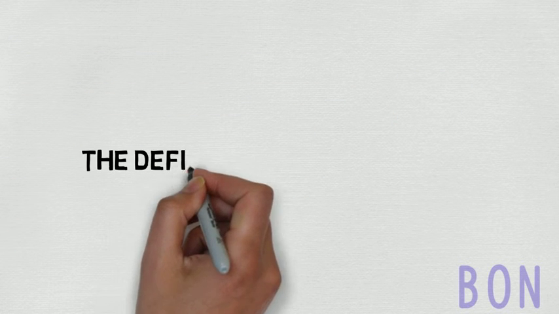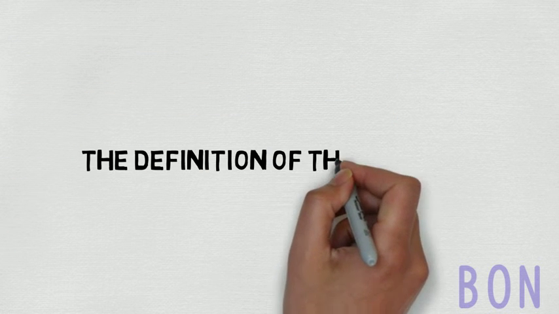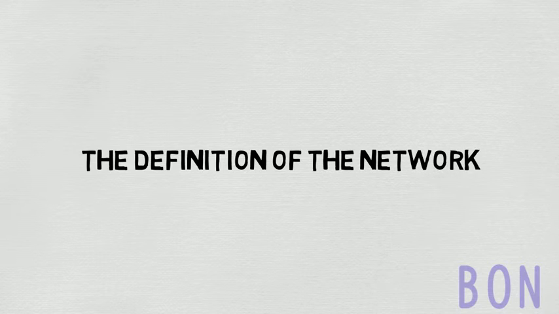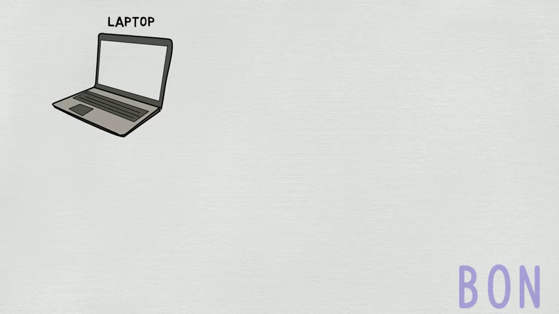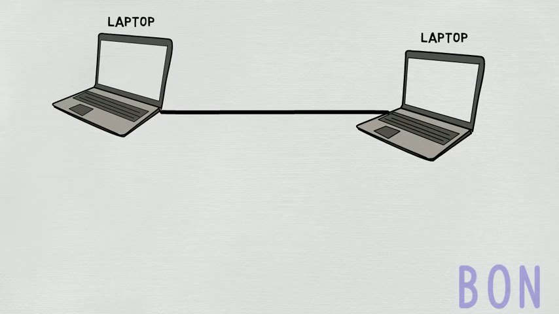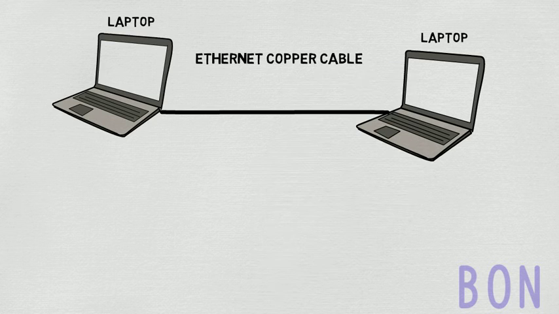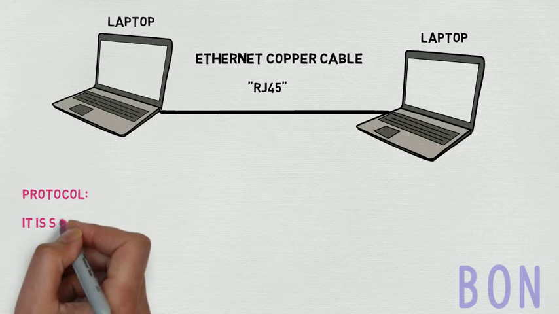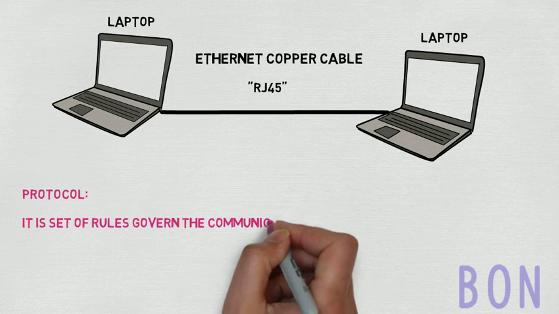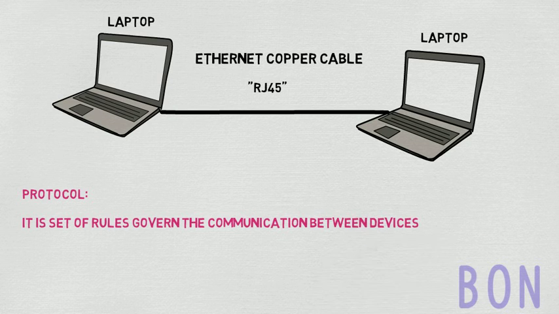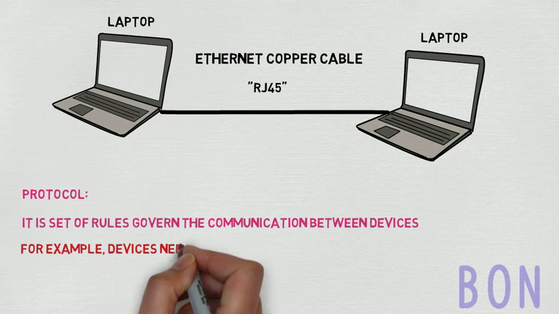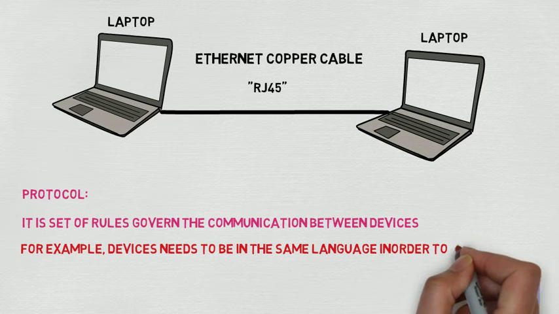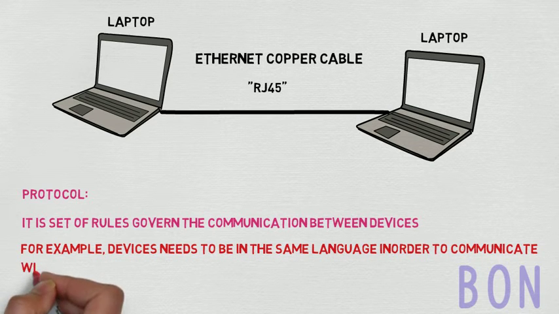Right now I'm going to let you know the definition of a network. A basic example of a network is when we have two laptops connected to each other by an Ethernet cable. It's called RJ45. And that's a good thing because we're now using a protocol. A protocol means a set of rules that govern the communication between those two devices. For example, devices need to be in the same language in order to communicate with each other.